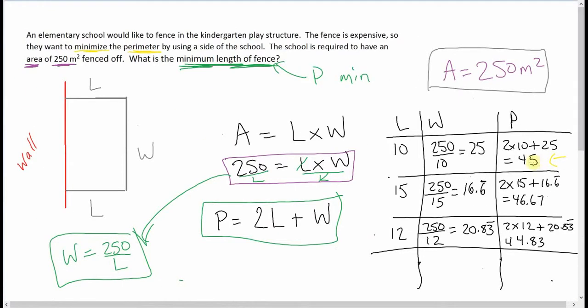So we had 45 when the length is 10. We had 46 when the length was 15. 12, we have a lower perimeter than we had at 10. So we want to maybe check 11 and check 13 and see which one works out better. So let's try 11.